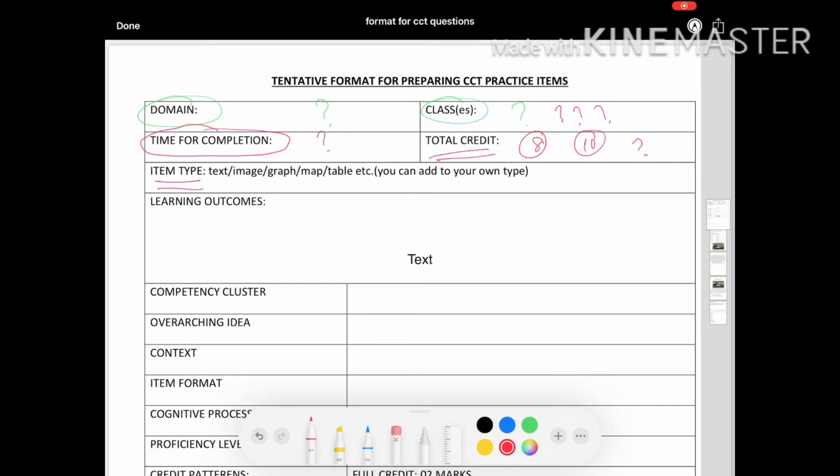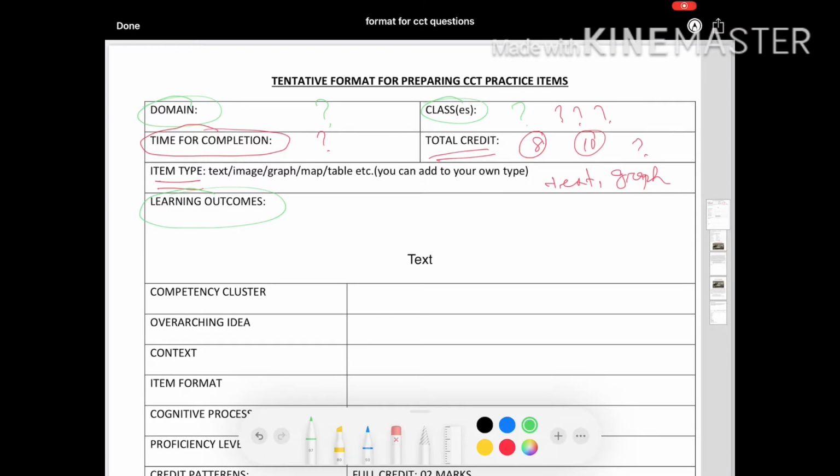Next is item type. You are presenting the question on which items, here you write that. Suppose your question involves only text, then you write text here. If your question is containing text and image, then you write text and image. Suppose by showing some particular graph, you are asking some questions to the students, then you write text and graph, like this.